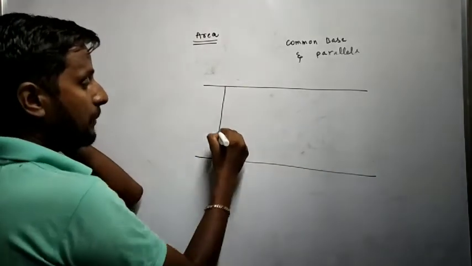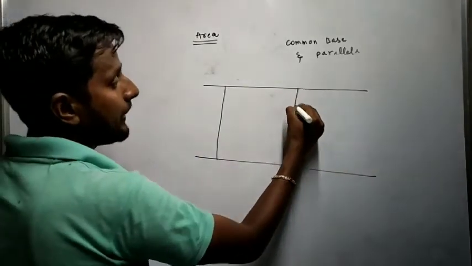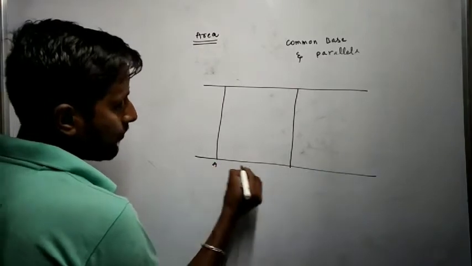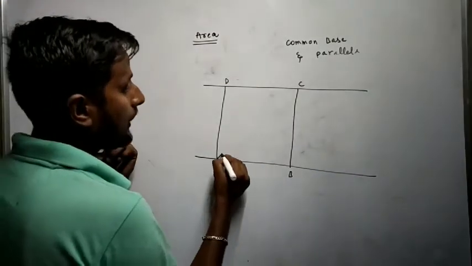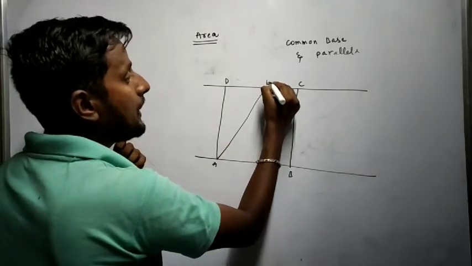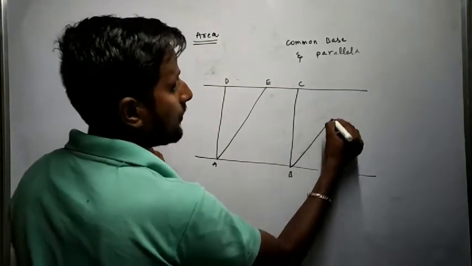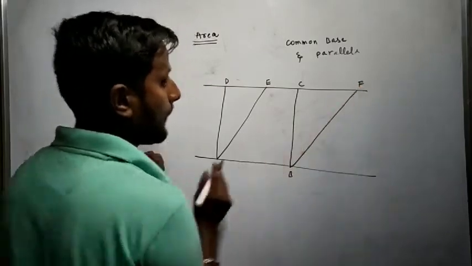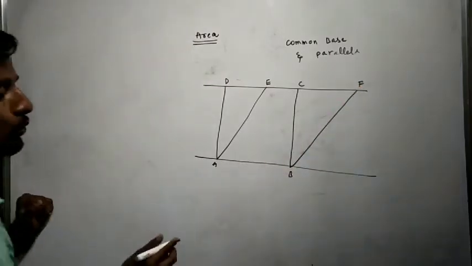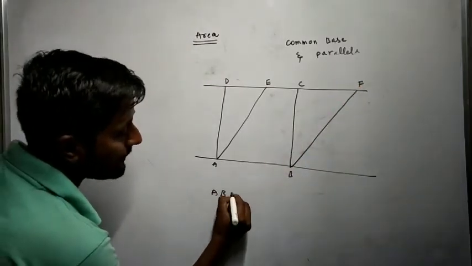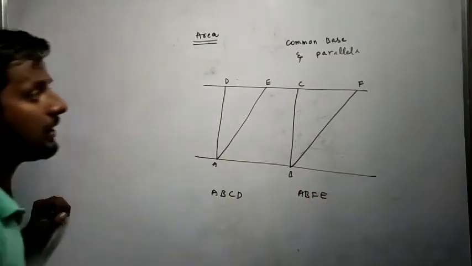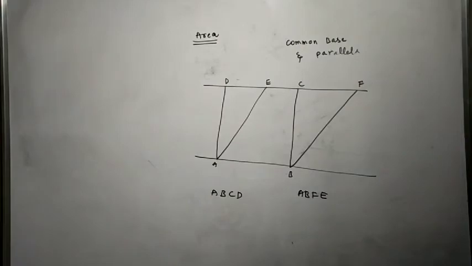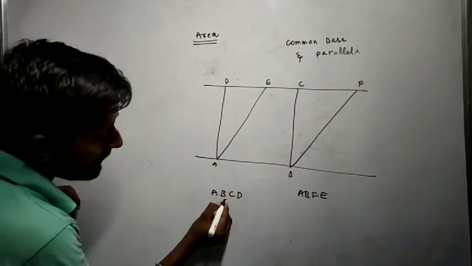Next, ABCD is a rectangle. Now I'll take a point E. So two things we can see. One is ABCD and one more ABFE. Correct? So simple. If you look here, the two letters are the same.